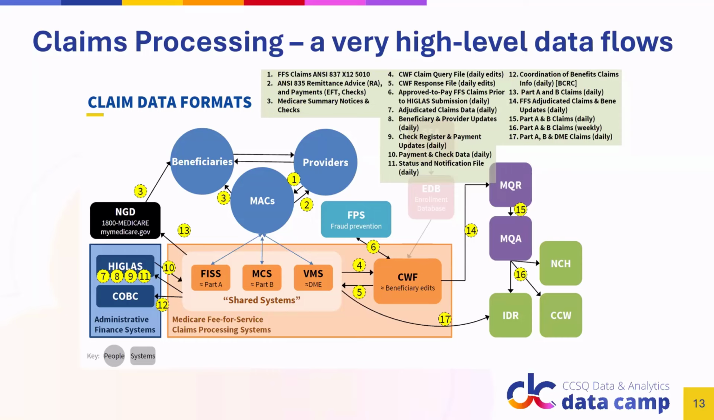And 7 through 12 are various feeds to Highglass and Coordination of Benefits, or COB. These are essentially adjudicated claims, coordination of benefit notices, and payments data streams. Let's go to the next slide.